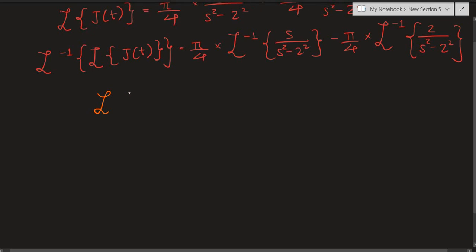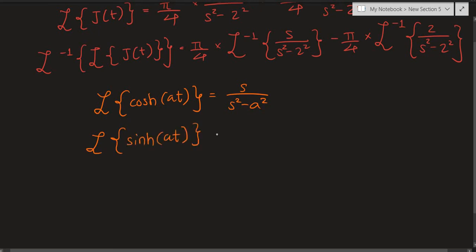Say we have the Laplace transform of the function cosh of at, the hyperbolic cosine of at, that is just s over s squared minus a squared, and we have the Laplace transform of sinh of at, the hyperbolic sine of at, that is just a over s squared minus a squared. And when we let a equal 2, that's where you get s over s squared minus 2 squared, which is exactly this. So if we take the inverse on both sides, we end up with the hyperbolic cosine of at being equal to the inverse Laplace transform of s over s squared minus a squared.